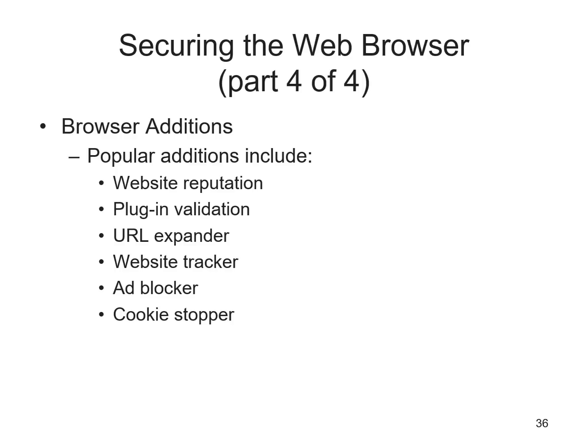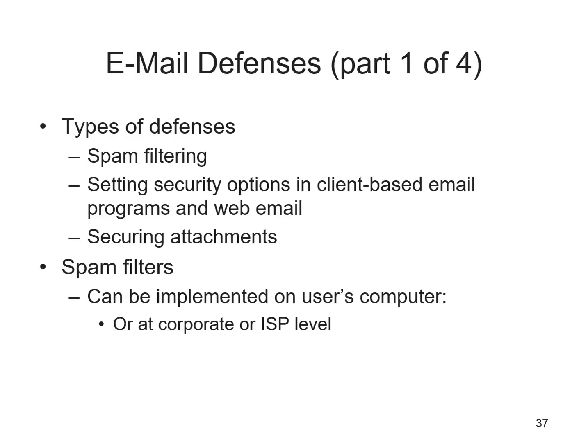Now, browser additions are popular. Additions include the website reputation plugin, which tells you whether this is an authentic website or not. Plugin validation checks whether the plugins that you are using in the browser are authentic or not. URL expander checks the overall health of the website. Then we have ad blockers, which block unnecessary ads which appear on your computer. And then there is a cookie stopper as well, which helps us block the cookies which are automatically downloaded on our computers.